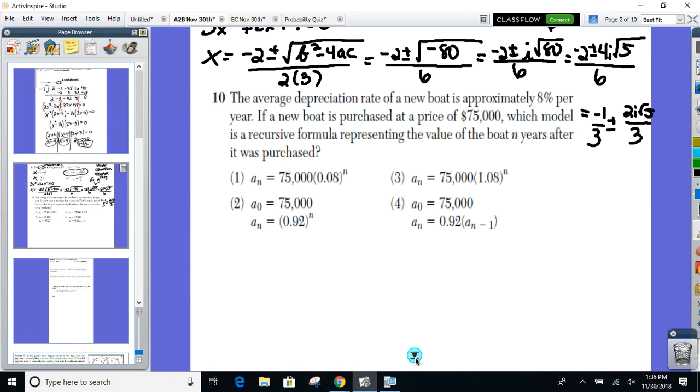And really, I could care less about the 8% and if the new boat is purchased at 75,000. It's modeled using a recursive formula. If you remember, there are two parts to every recursive formula. Now, here's where you possibly make me proud. The two parts, anybody remember the two parts to a recursive formula?